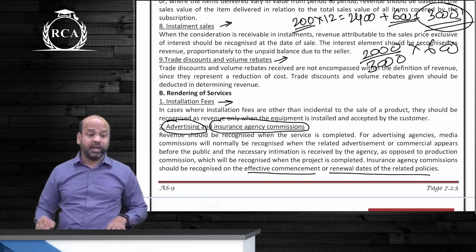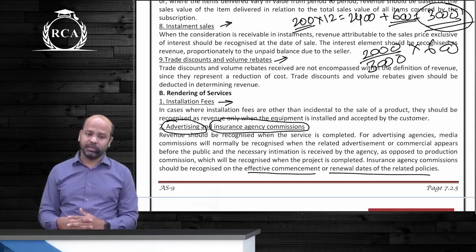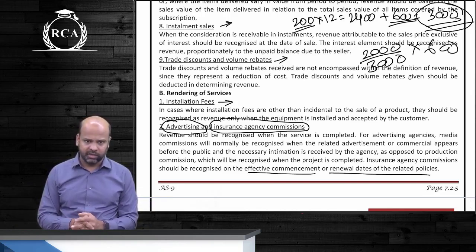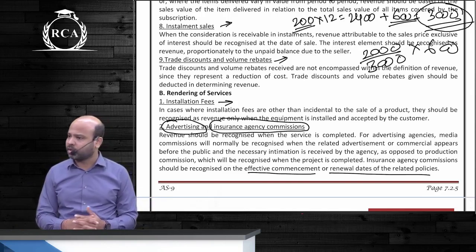As far as trade discount and volume rebates are concerned, I said because they directly arise in relation to your selling activity, they should be adjusted from the amount of revenue that is booked by the organization.